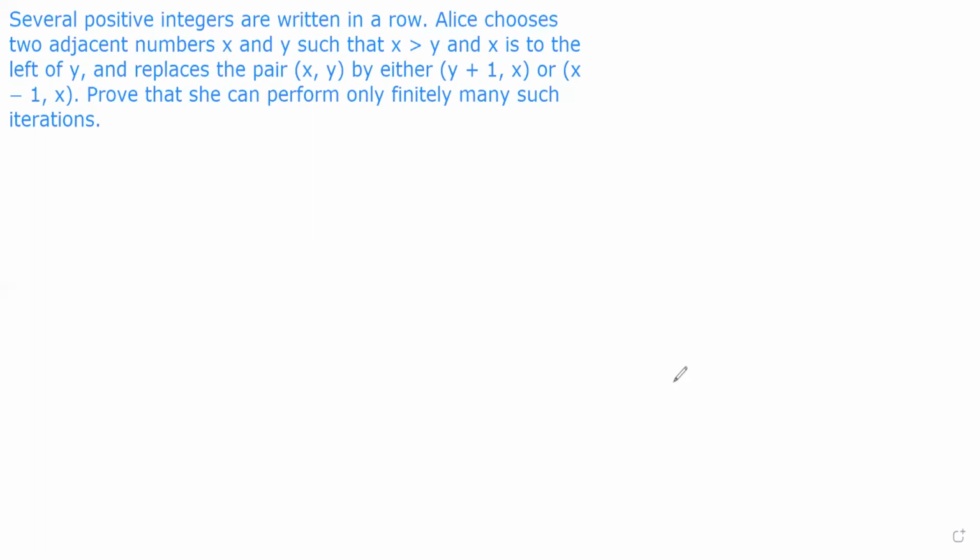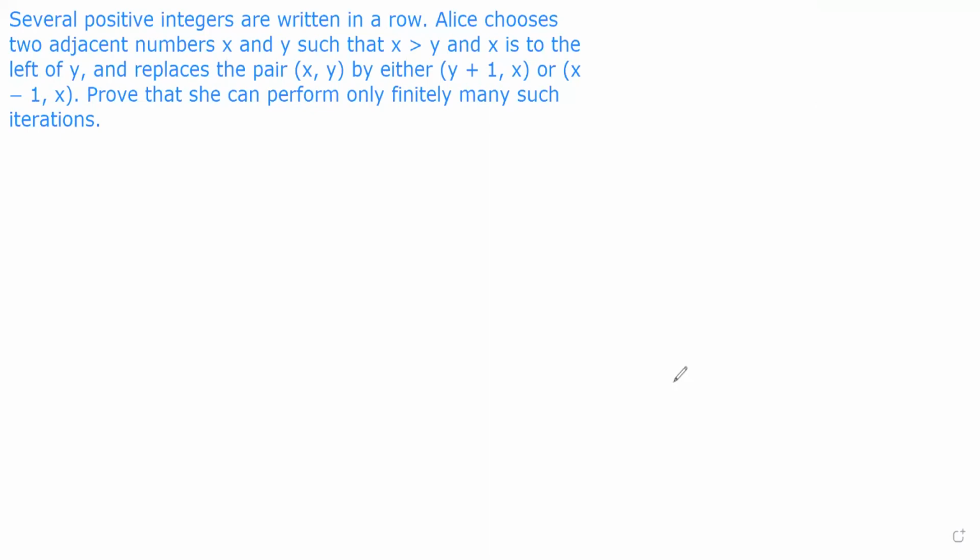Just count the number of pairs x comma y, so that x is greater than y and x is to the left of y. I claim that if you apply the operation infinitely often, this will eventually become zero and then you can't perform any more operations. So that's a contradiction.